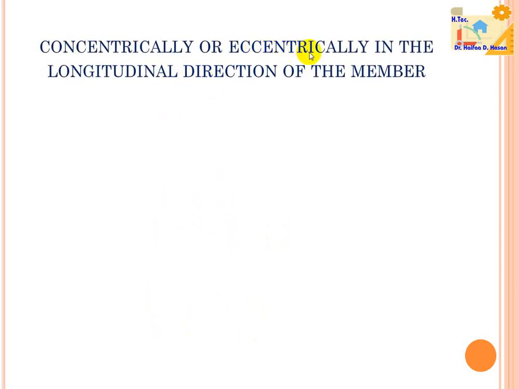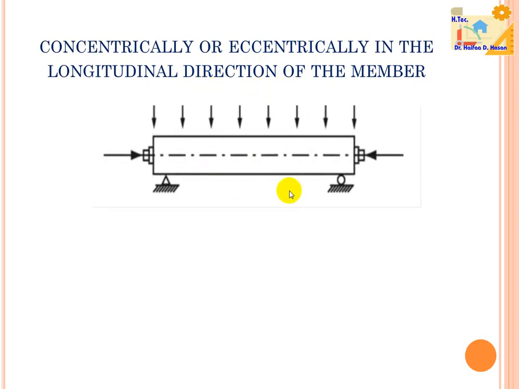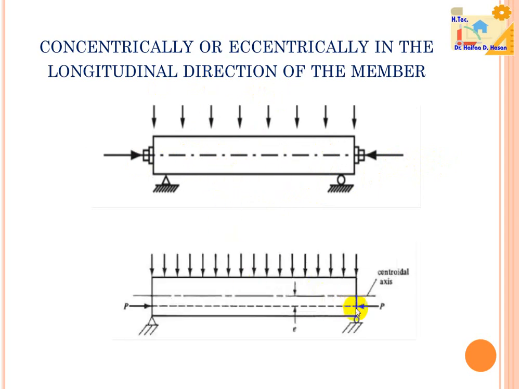Concentrically or eccentrically in the longitudinal direction of the beam. In this figure, the tendon is put in the centroid axis of the beam. This means concentrically. In this figure we can see the tendon is put below the centroidal axis. This means eccentrically.